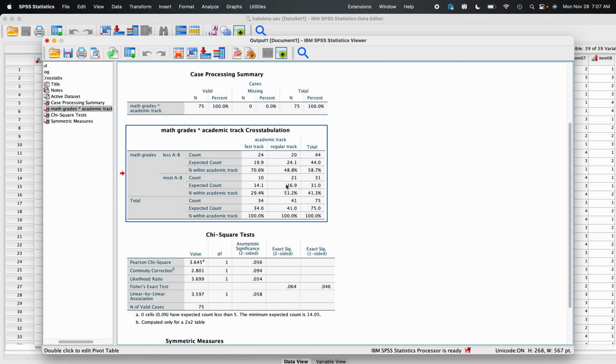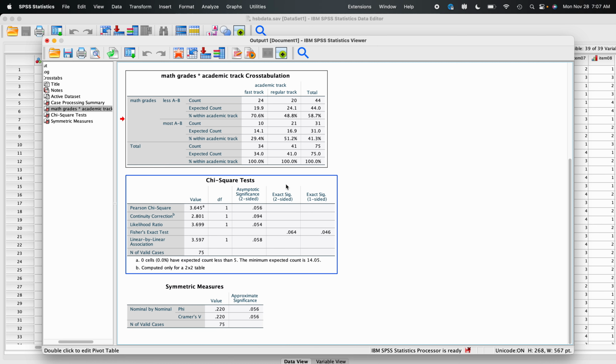The way you're going to tell if it's significant is you're going to come down into the chi-square test, and we're always going to look at the Pearson chi-square top row right here. This is going to be just like our usual p-value, and it's going to tell us, is there a statistically significant difference with what's going on with my expected and my counts, which is going to answer my research question. If you remember, my research question was: do students in academic tracks differ on whether they have mainly high or low math grades? If so, how strong is the relationship?